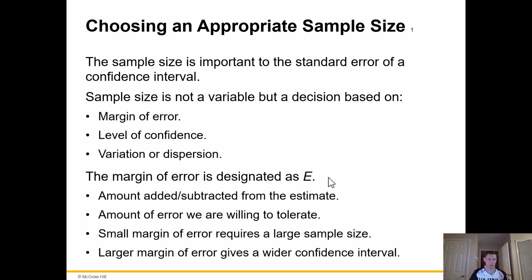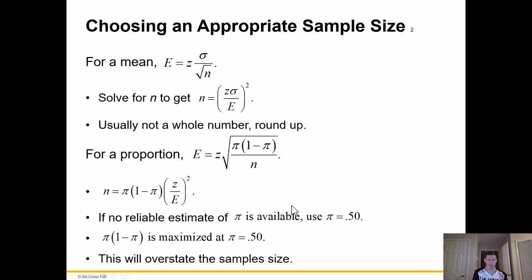So, sometimes that can be more or less depending on what we're measuring. A small margin of error requires a large sample size. And of course, a larger margin of error, as a corollary to that, gives a wider confidence interval. So for a mean, E would just be equal to the z-score multiplied by sigma over the square root of n. And again, remember, n is just the number of observations in the sample.